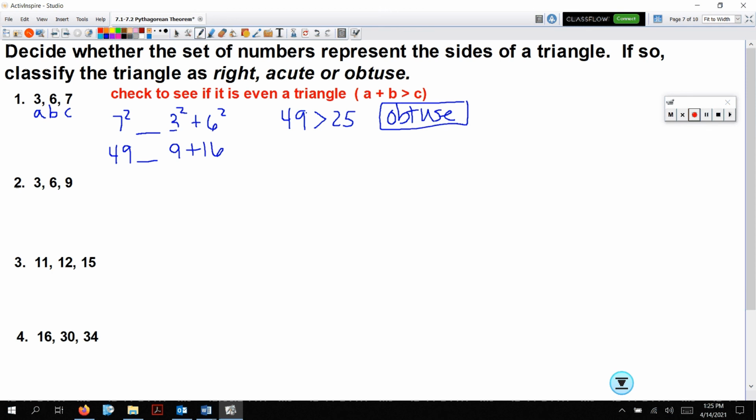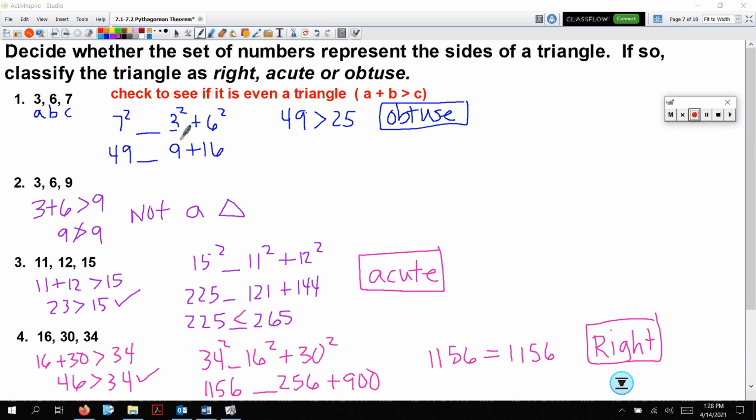Okay, so with that being said, go ahead and try 2, 3, 4. Pause the video and practice to see if you are okay with this concept. First, check if it's a triangle. Then you want to compare c squared to a squared plus b squared.